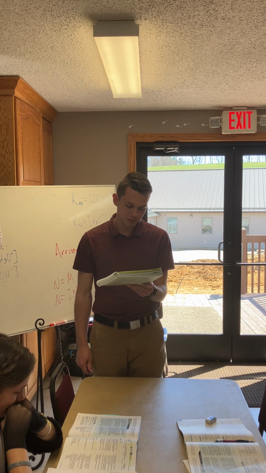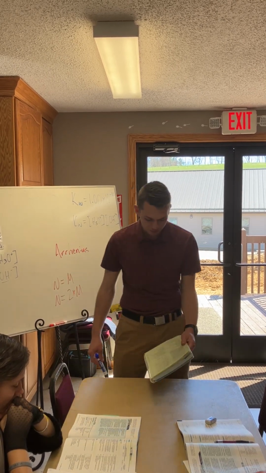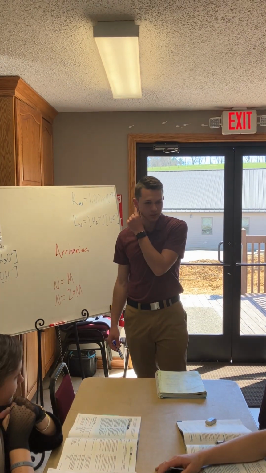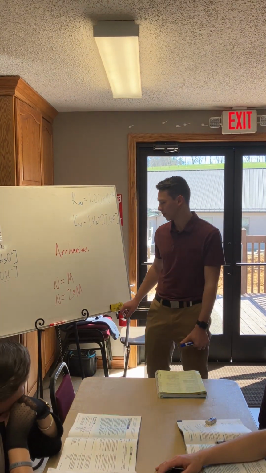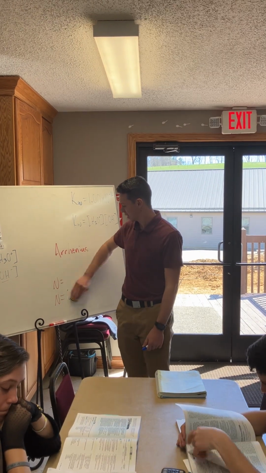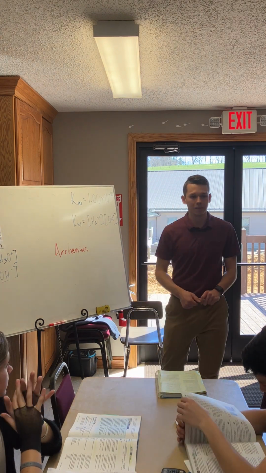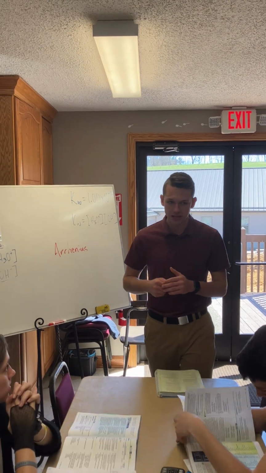Let's go to our problems. Problem number 2 was write the formulas for the conjugate bases of each of the following acids. So hopefully you understood this. Remember, conjugate acid, when a Bronsted-Lowry base.